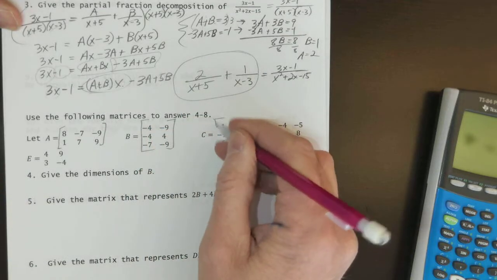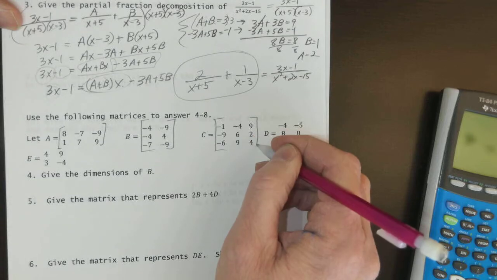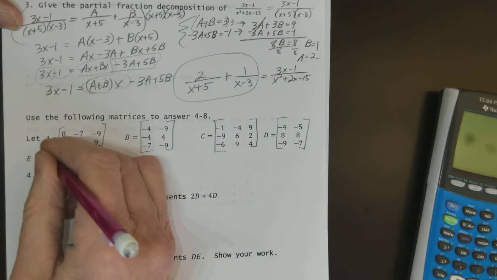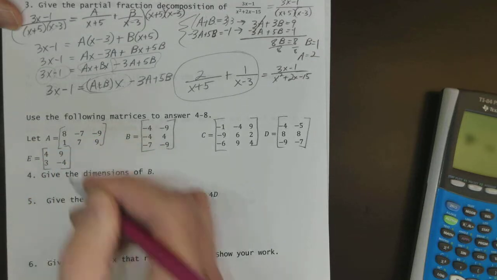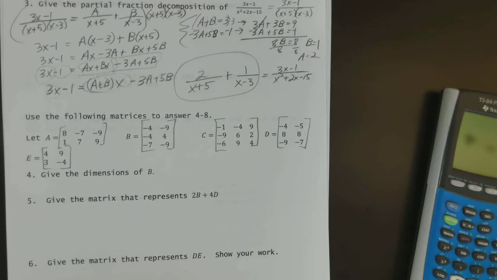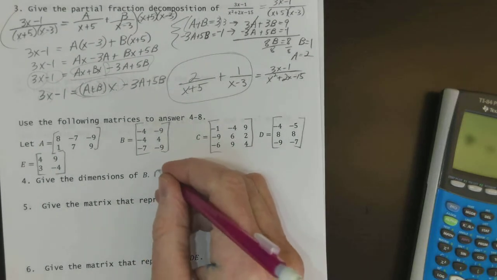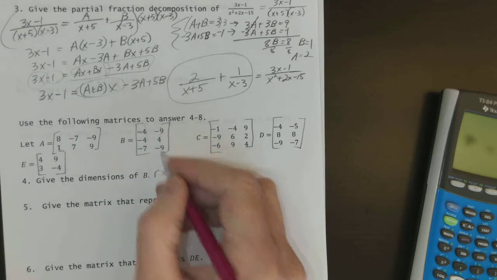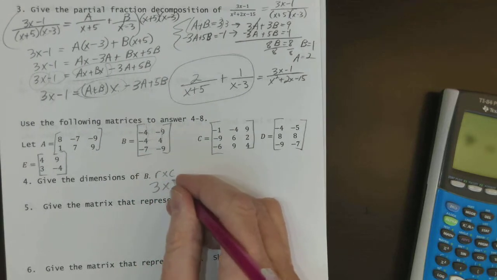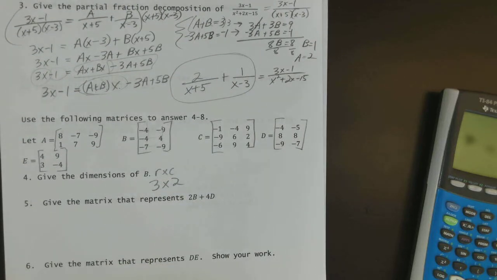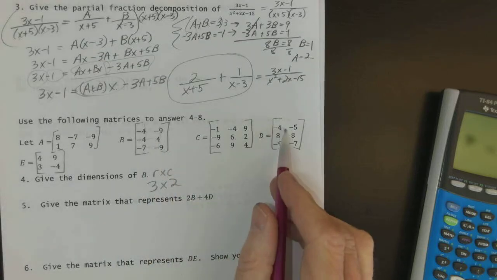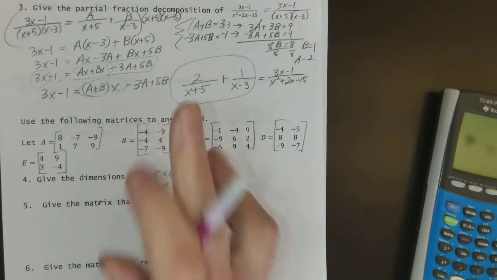Put my brackets around our matrices here. This portion of the test. Okay, give the dimensions of B. It is rows by columns. 1, 2, 3 rows, 2 columns. This is a 3 by 2 matrix. Give the matrix that represents 2B plus 4D.